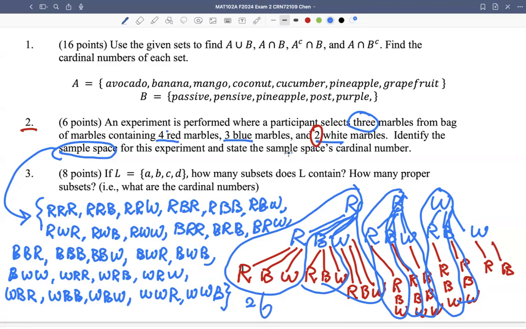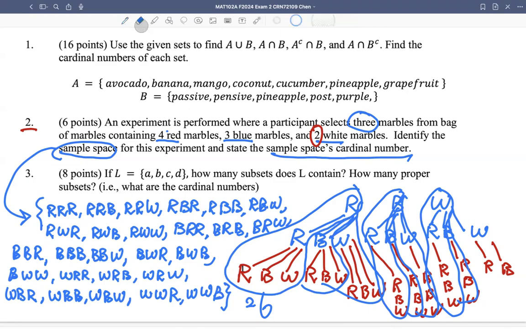The cardinal number of the sample space should be 26. There are 26 of them, right? If you count, we listed here 1, 2, 3, 4, 5, 6, 7, 8, 9, 10, 11, 12, 13, 14, 15, 16, 17, 18, 19, 20, 21, 22, 23, 24, 25, 26. So 26 is the cardinal number of the sample space. Okay, that's the second question.